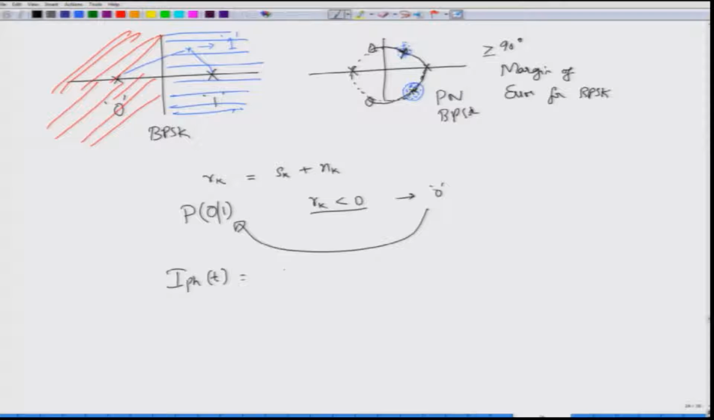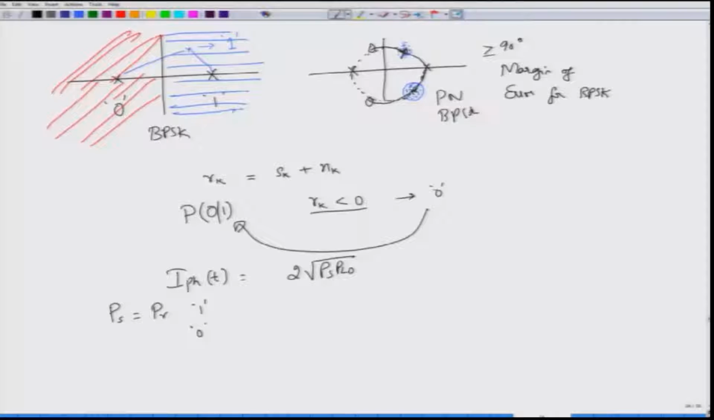What would be the signal component there? It is 2 times square root of PS PLO, and in this case PS will be the same value. Whatever the received signal value for both 1 as well as 0, because in both cases you are transmitting a certain amplitude sinusoidal signal to the receiver, carrying the same average power of PS. So, the received signal will be 2 square root PS PLO.